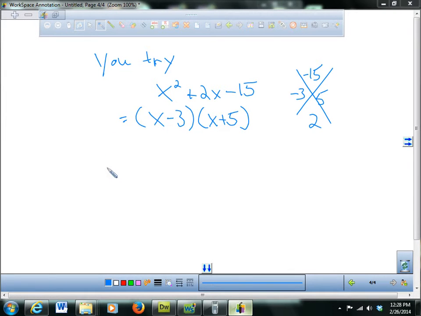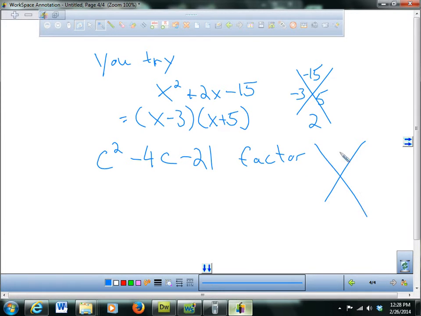Let's try another one. C squared minus 4c minus 21. And they say factor. I'm not going to make the little cross for you. You guys figure out what goes here and what goes here. Okay? That one's pretty easy.